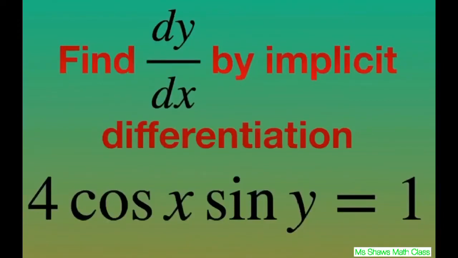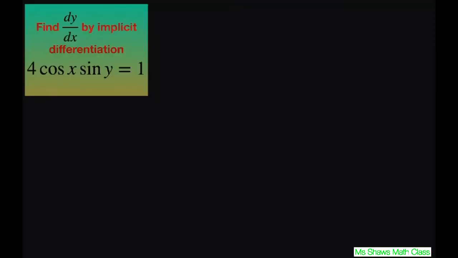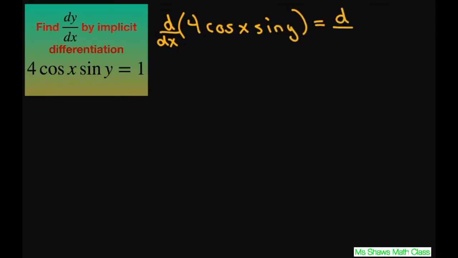Hey everyone, we're going to find the derivative of y with respect to x by implicit differentiation of 4 cosine of x sine of y equals 1. So we're going to differentiate both sides of the equation first. We differentiate the left-hand side with respect to x, that's cosine x, sine of y, and also differentiate with respect to x of 1. This is just going to be 0 here.